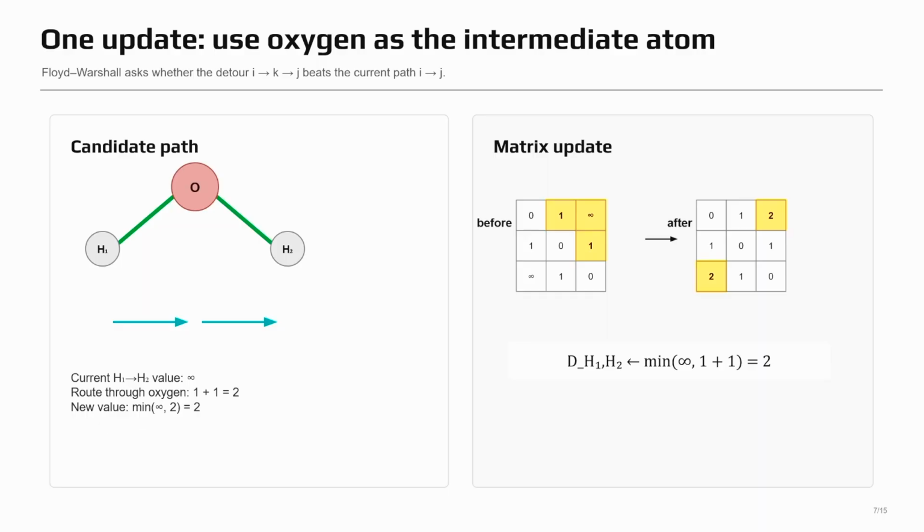Our next step in the algorithm is to do an update step that adjusts the matrix we just initialized. We want the algorithm to find that indirect connection we talked about earlier. To determine the distance from the first hydrogen to the second, the algorithm considers the oxygen atom as an intermediate vertex. By checking this detour, it finds the route H1 to oxygen and oxygen to H2 has a length of 1 plus 1, which equals 2. Since 2 is less than infinity, the matrix updates both of these hydrogen to hydrogen entries to 2, finally revealing the true distance.